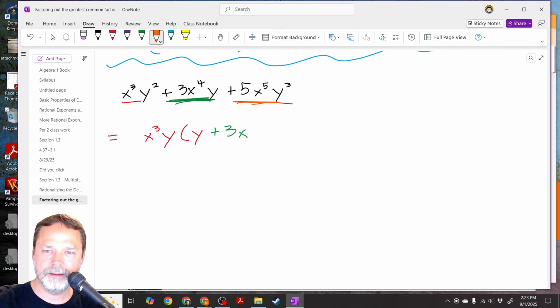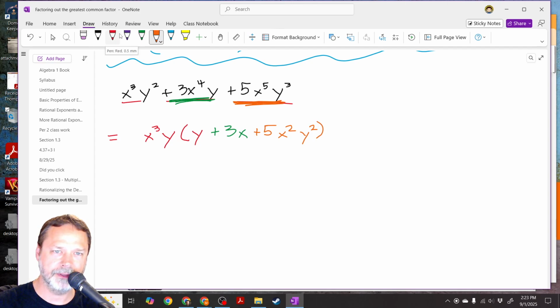And then let's look at this one here. The orange, we're going to have 5 x cubed times x squared is x to the 5th. Y times y squared is y cubed. And that would finish me off. That's going to be perfect. We have factored out our greatest common factor.